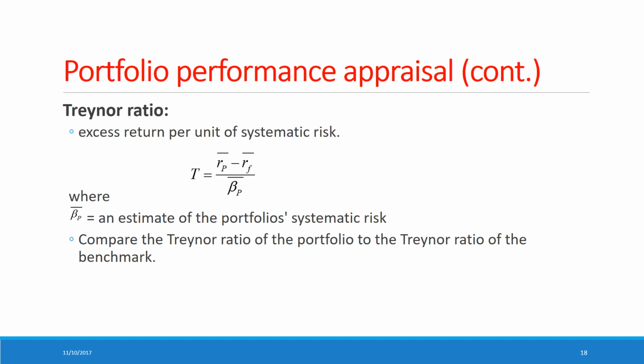We also have the Treynor ratio, where it's very similar to the Sharpe ratio, but the risk measure here is the beta, right? So we measure directly the systematic risk of the portfolio, right? So we're saying that the only thing that matters for our portfolio is the systematic risk, which is beta. So similar to the Sharpe ratio, we compare the Treynor ratio of our portfolio to the Treynor ratio of our benchmark, and if we have a higher Treynor ratio, that means our portfolio outperforms, right? And vice versa.